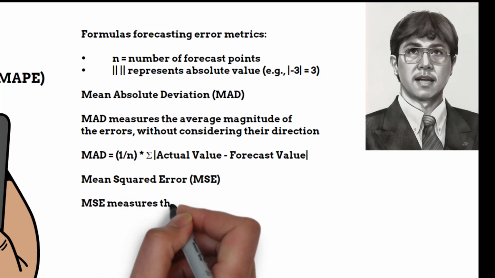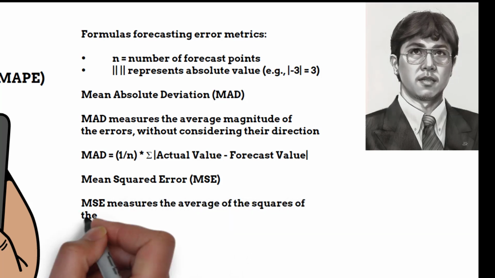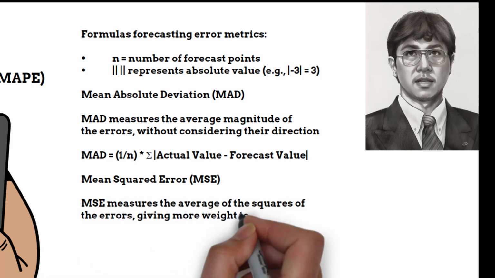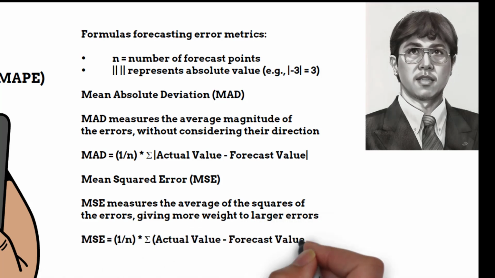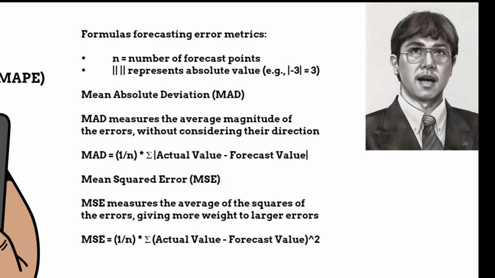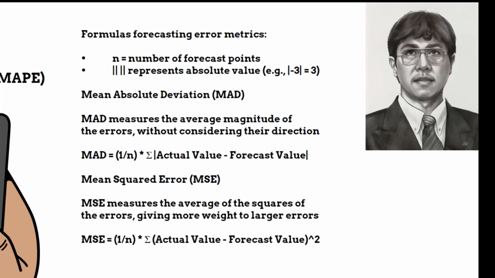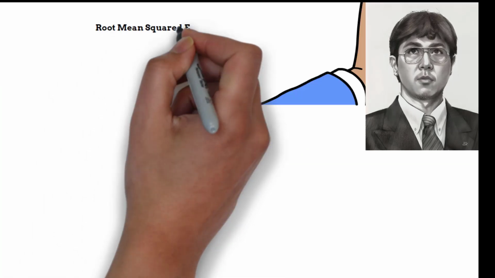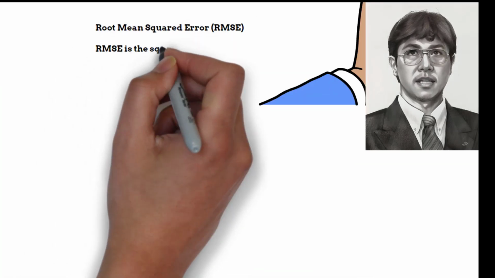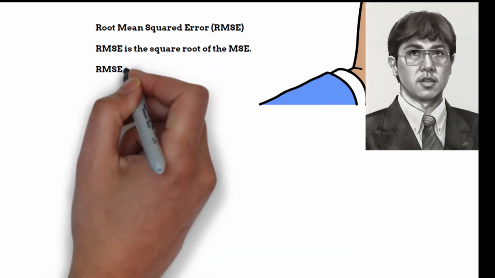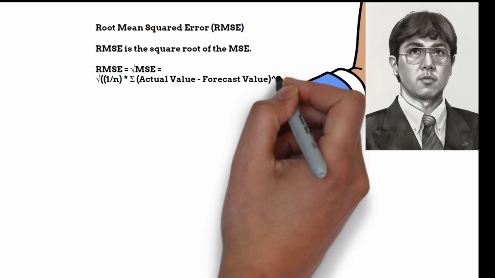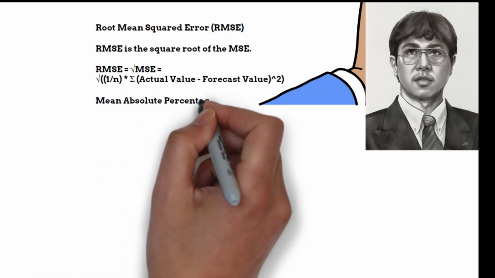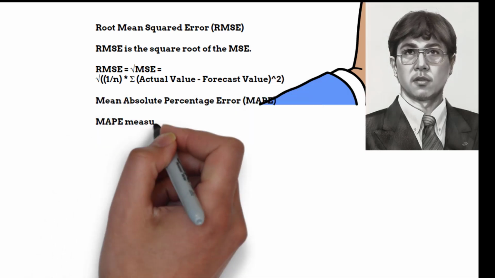Mean squared error, MSE, measures the average of the squares of the errors, giving more weight to larger errors. Formula: MSE equals 1/n, sigma, (actual value minus forecast value) squared. Root mean squared error, RMSE, is the square root of the MSE. It provides an error metric in the same units as the original data. Formula: RMSE equals the square root of 1/n, sigma, (actual value minus forecast value) squared.